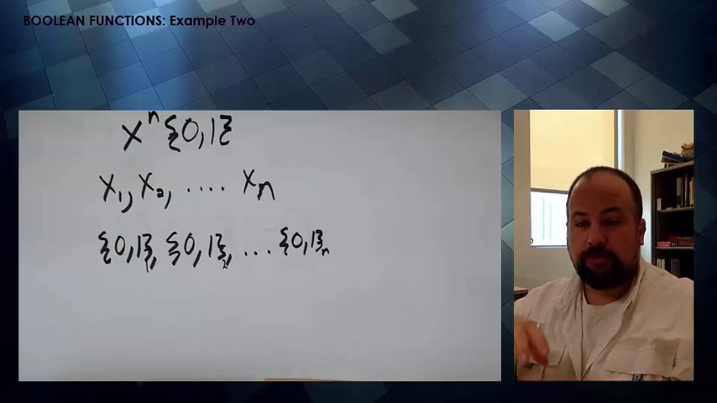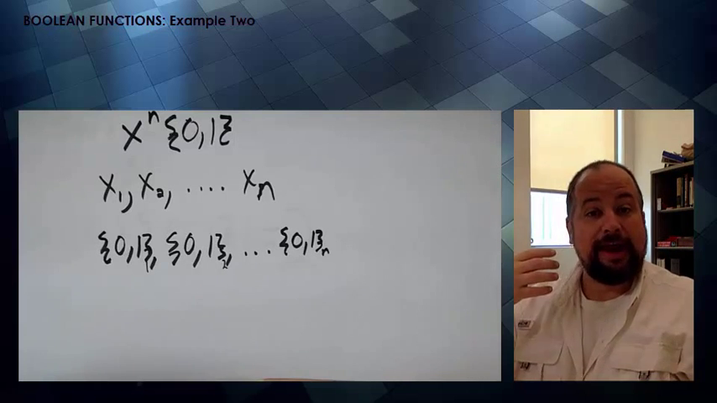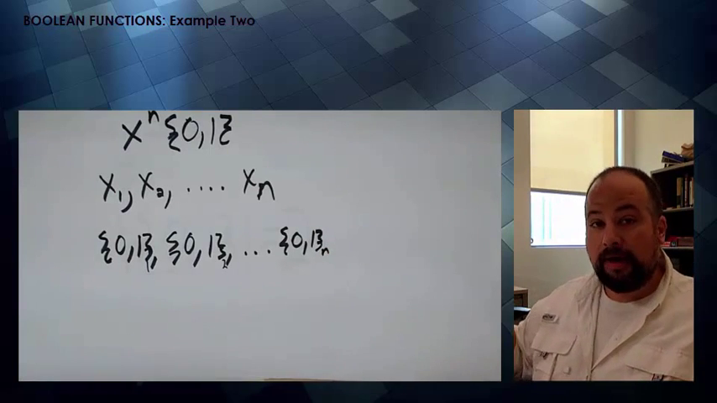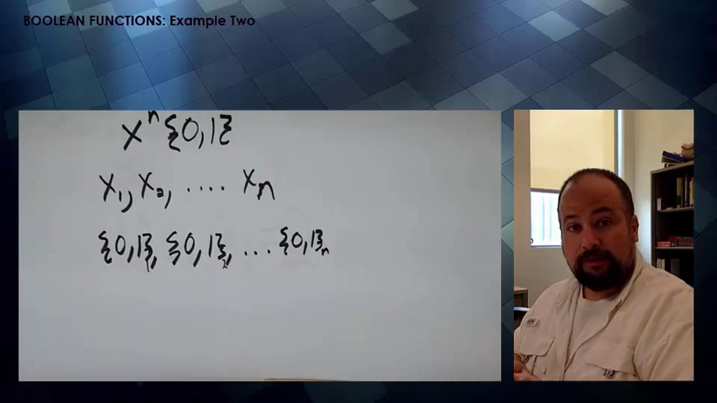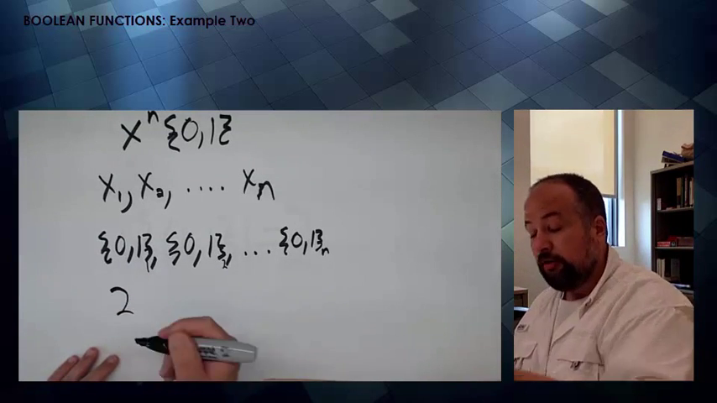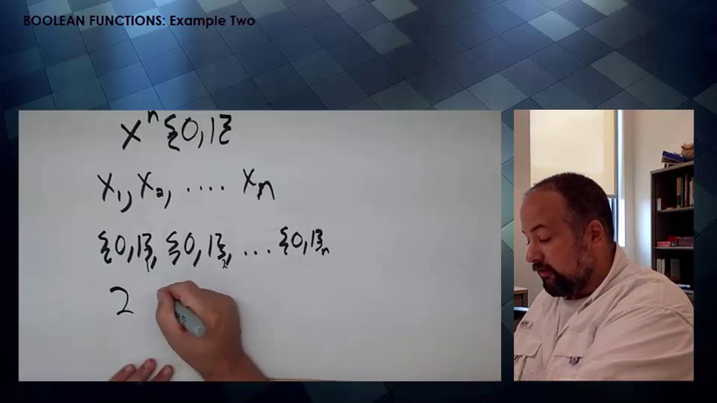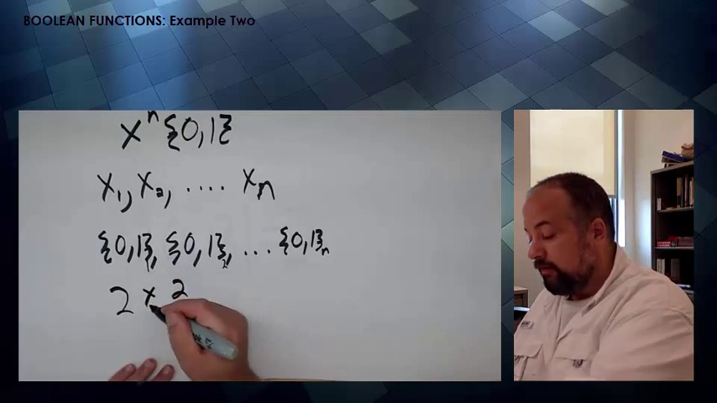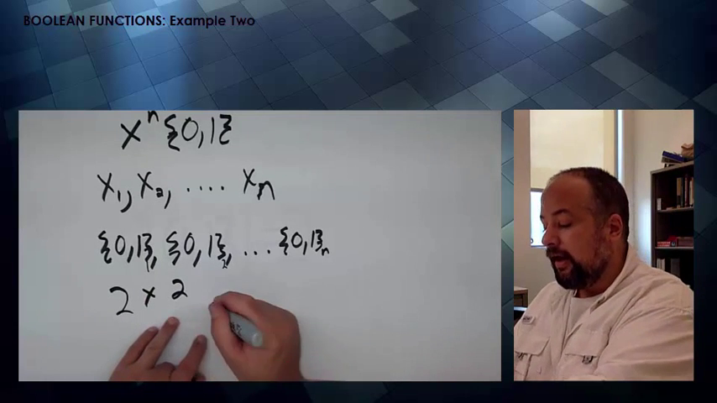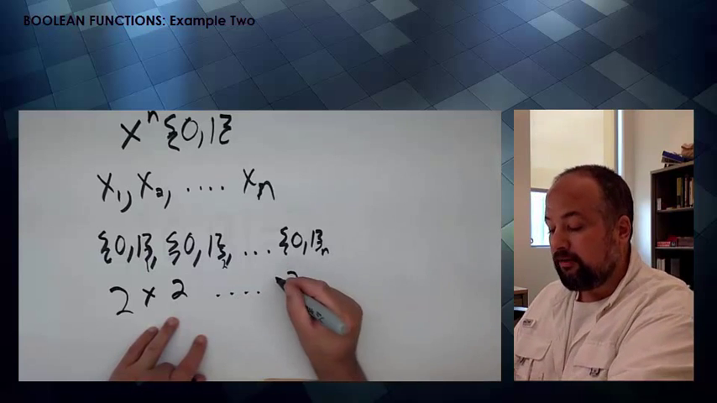So knowing that, what is the cardinality of this? How many? Well, we have 2 possibilities for the first one. It could be 0 or it could be 1. For each of those possibilities, we have 2 possibilities for the second one. So if we had 2 items, it'd be 2 times 2, and on down until we get to the last one, and there are 2 possibilities for that.